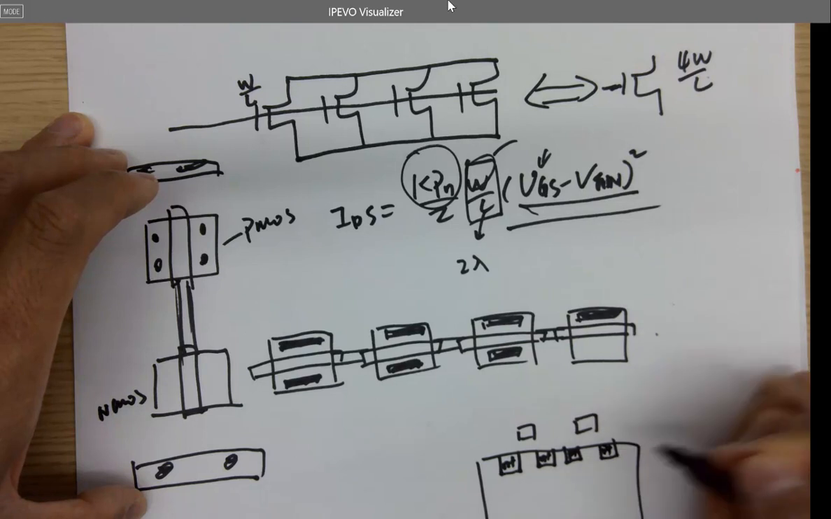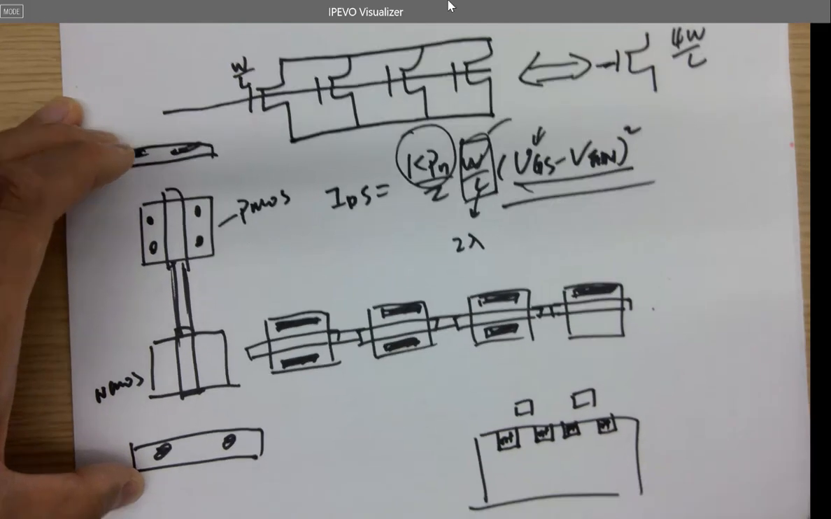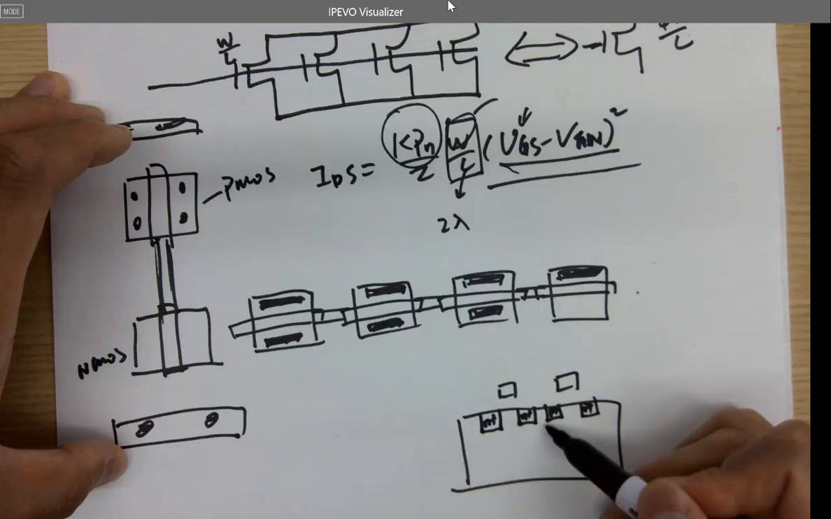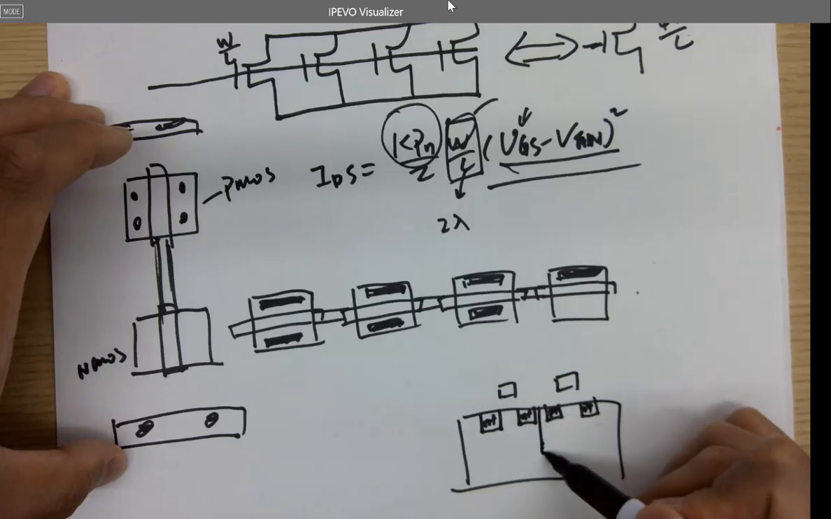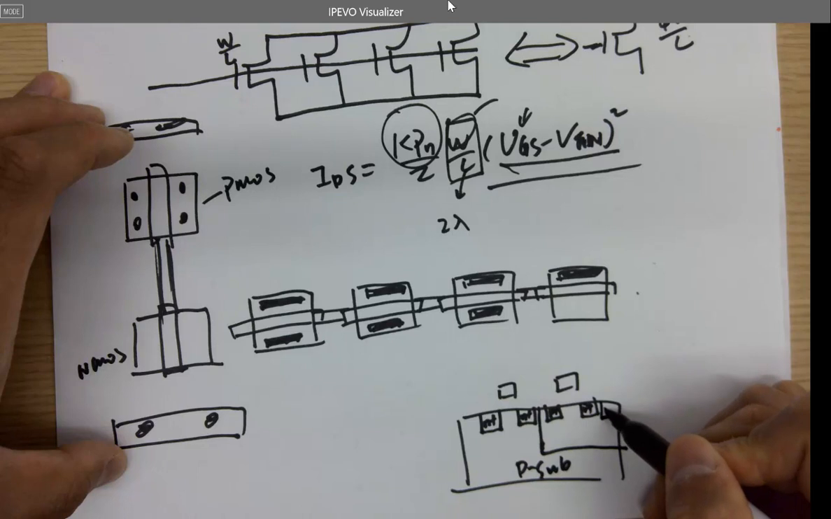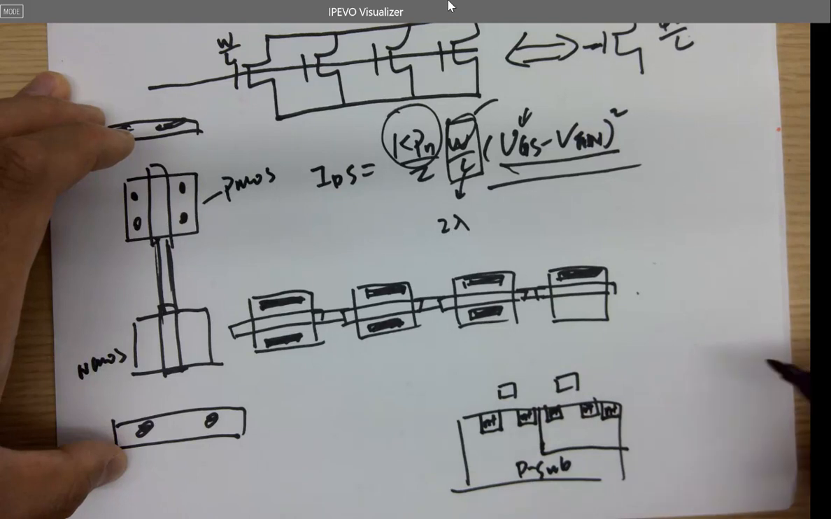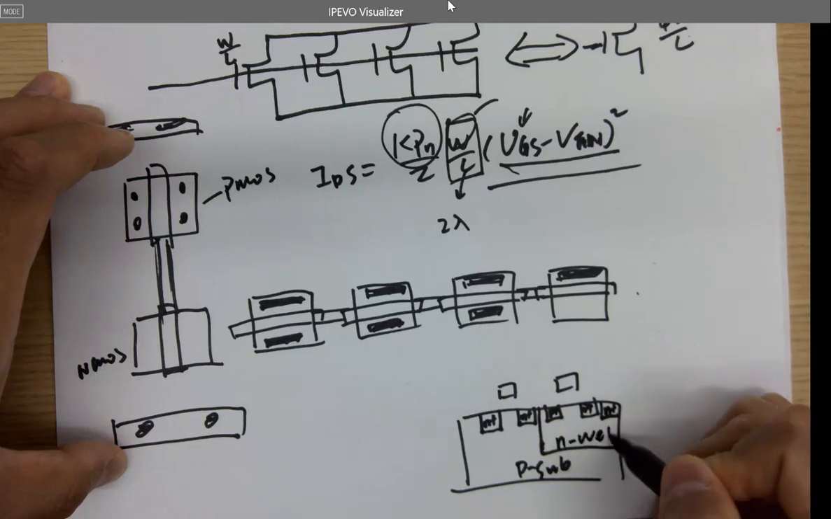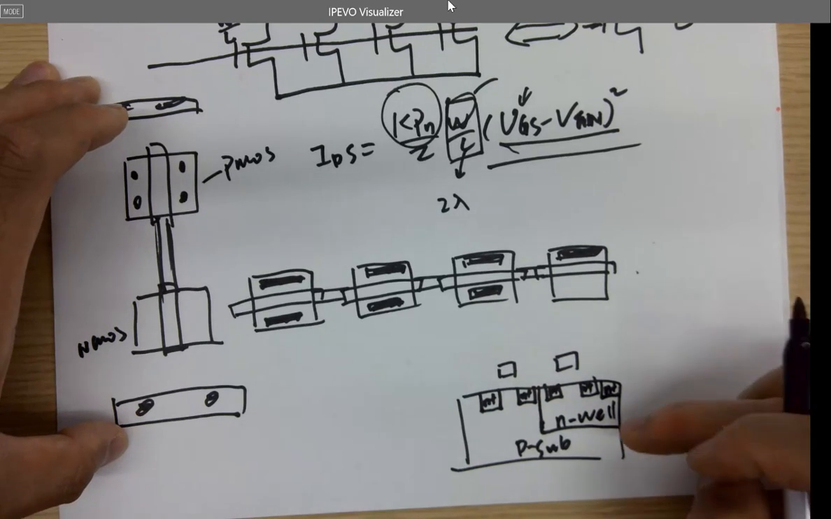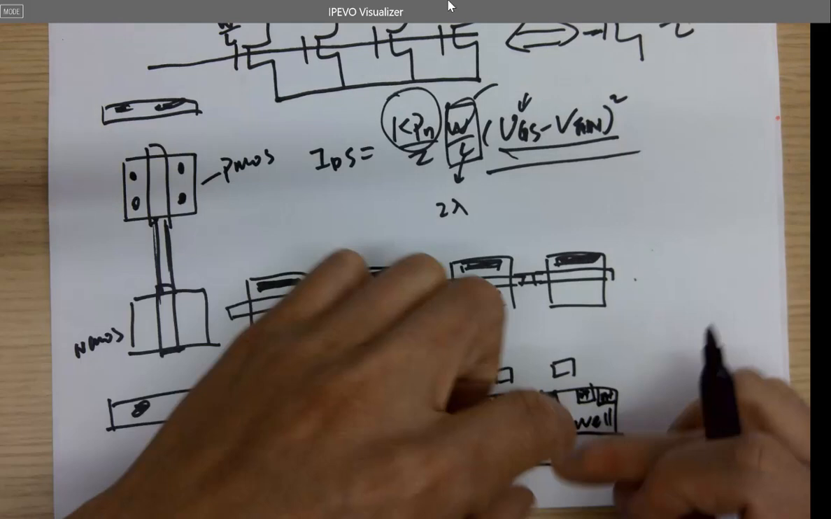The cross-sectional view of it. So for N plus, do we need a well? No. For P plus, do we need a well? Yes, because P plus is shorted to the P type, the P sub. So this is N well. You need to place P plus in N well, so it's not shorted together.